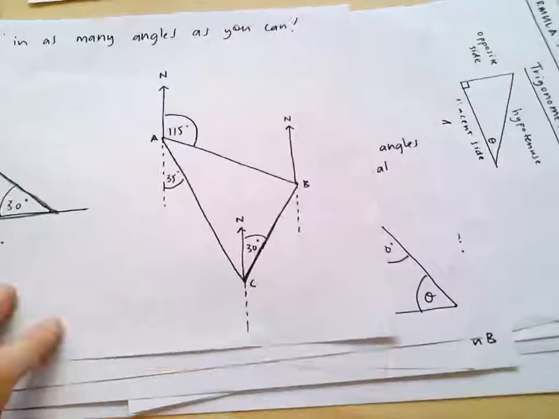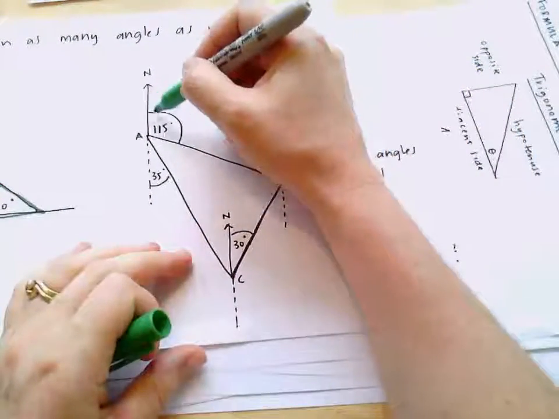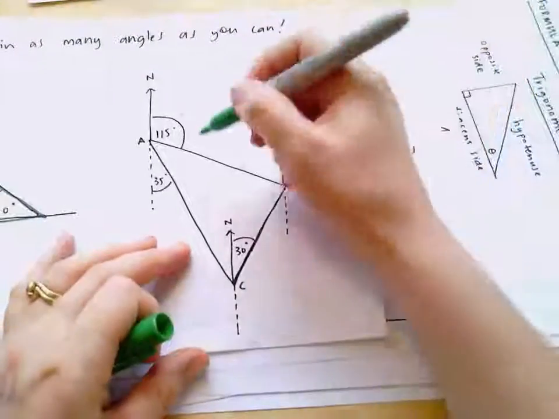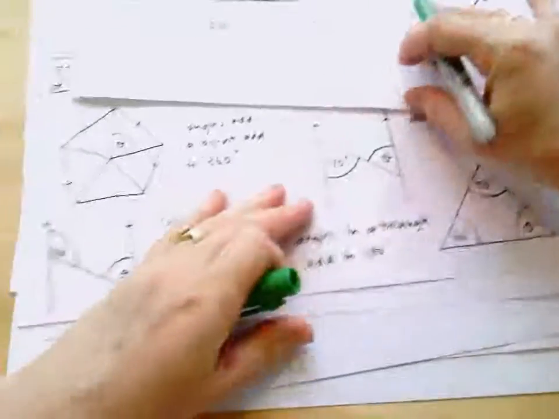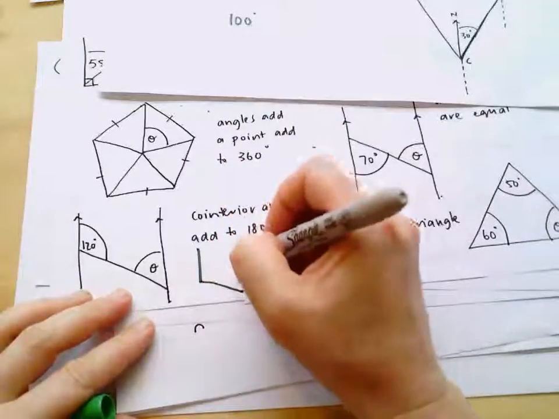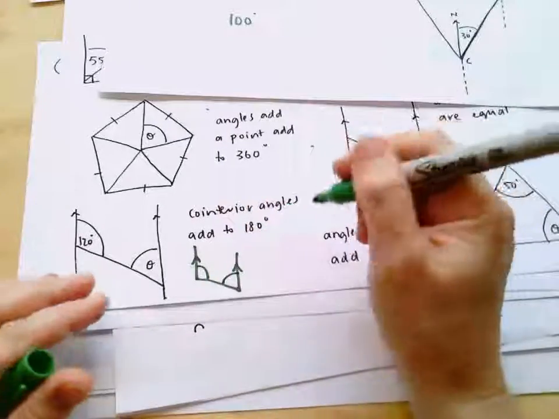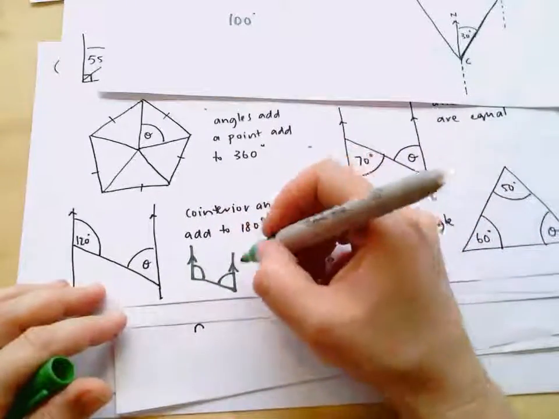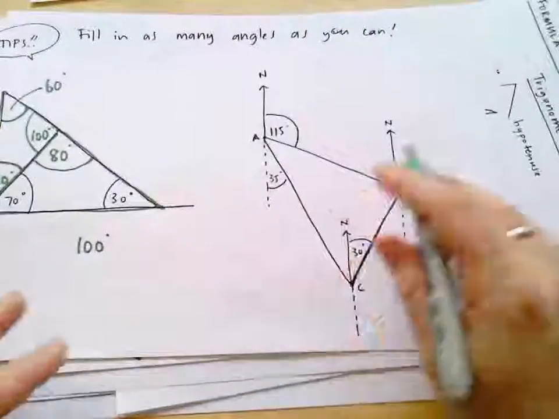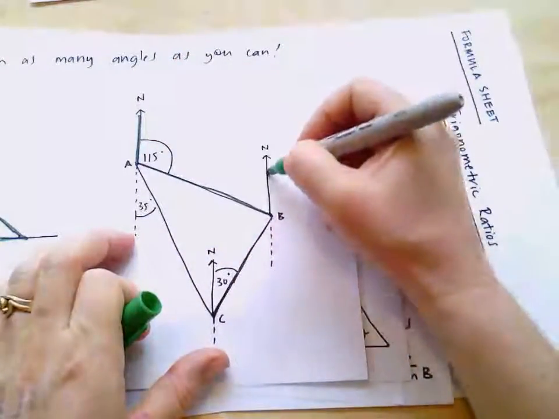Alright, here's another one here. Again, fill in as many angles as you can. Well, I'm told that this one here is 115. I'm going to use that co-interior rule, this one down here. This one says that if angles form like a U, where these two are parallel, then these two inside angles, the ones on the inside of the U, add up to 180. So here's my U, this one, and this one.